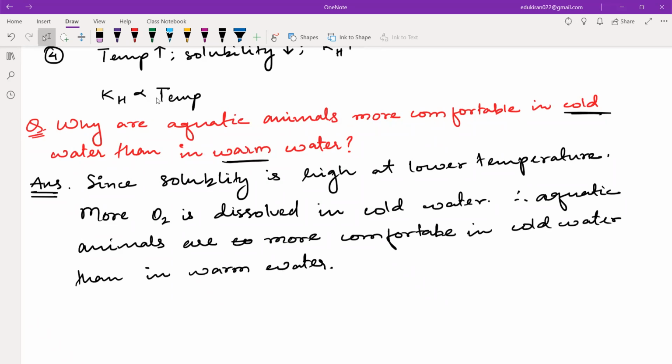warm water. ठीक है? So ये रीजनिंग टाइप के सवाल जो है ना, ये सीबीएसई में बहुत पूछे जाते हैं. ठीक है? So mark this important as for the board examination, CBSE.